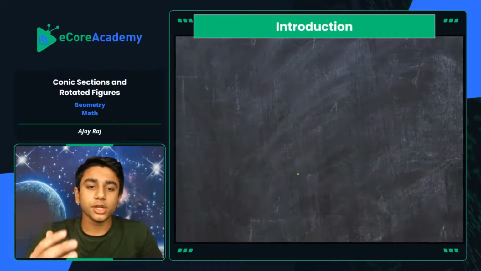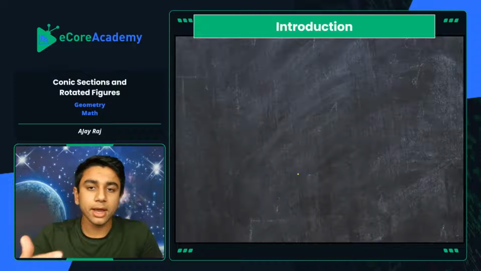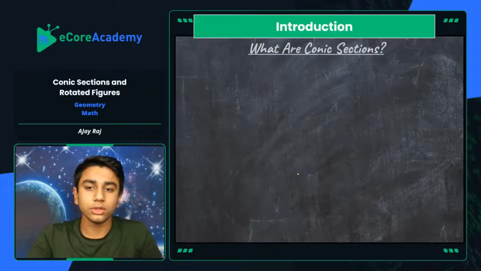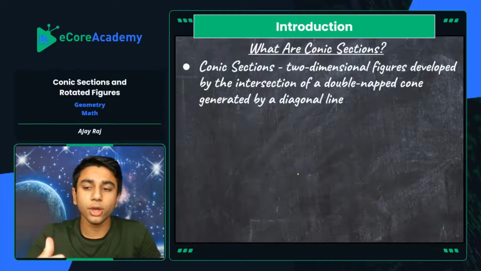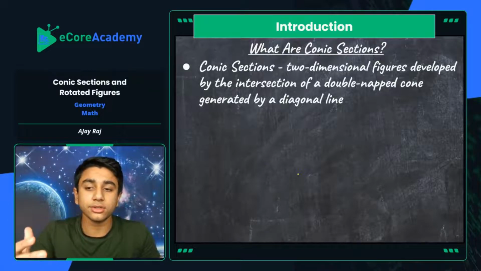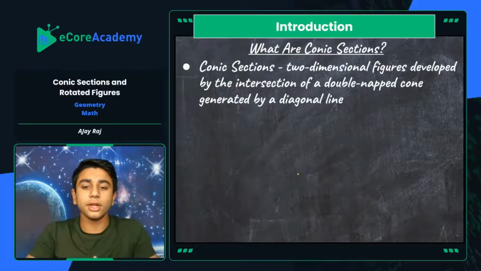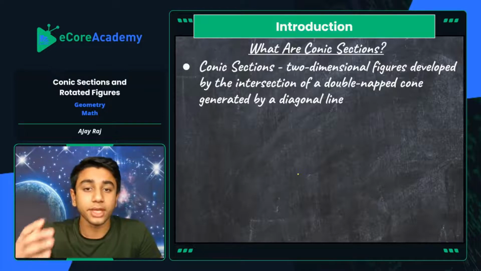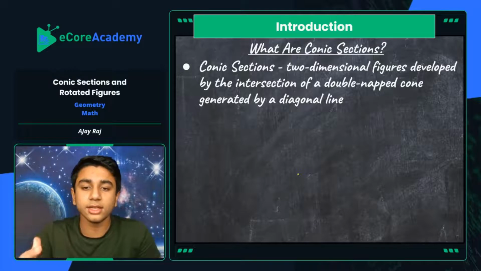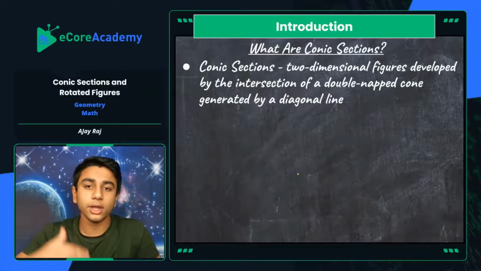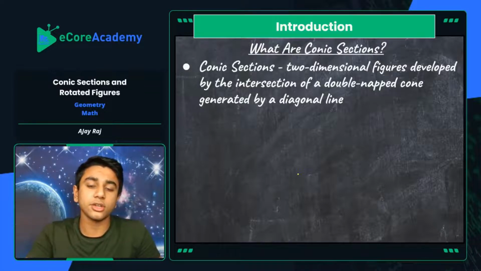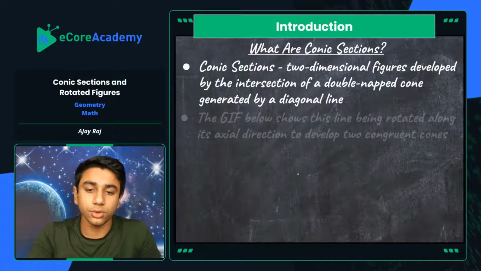So let's take an introduction into conic sections. Where did they come about, and what exactly do they revolve around? So what are conic sections in short? Conic sections are two-dimensional figures developed by the intersection of a double napped cone generated by a diagonal line. Now, that might seem like a mouthful, but it's not really there to memorize. You should not attach a definition to this topic. I'm giving you this just to show an enrichment, a higher correlated topic, but when you're trying to think of conic sections, think of a figure, which I'll show you below.